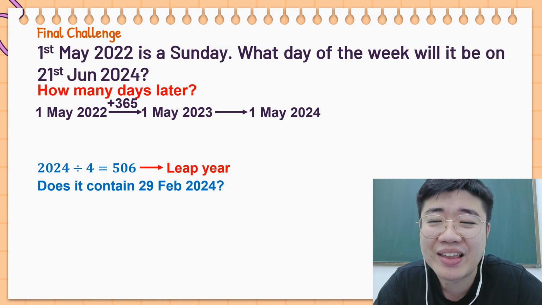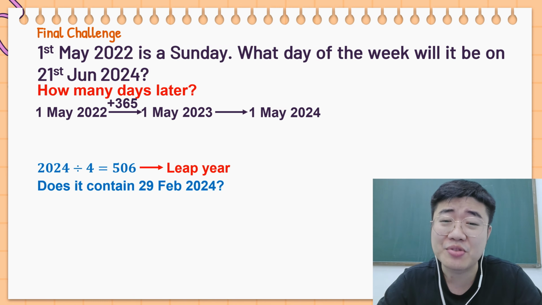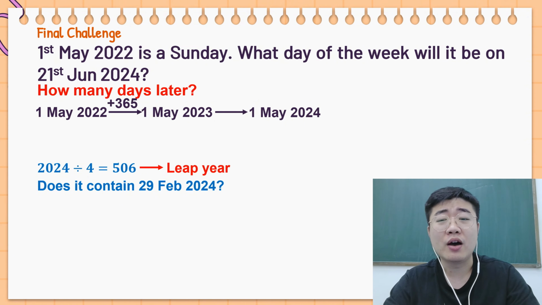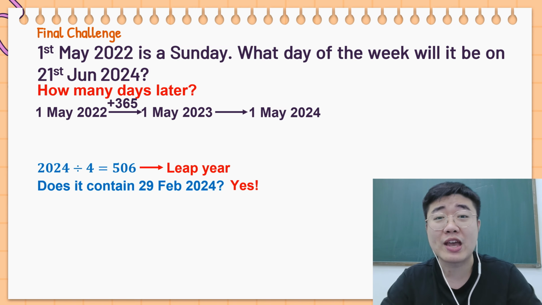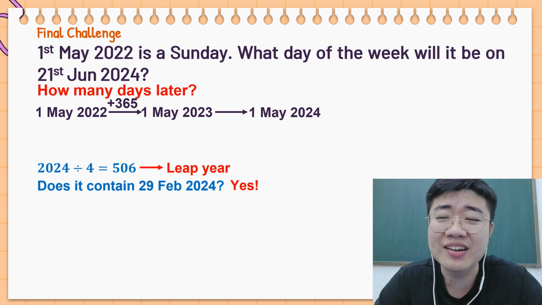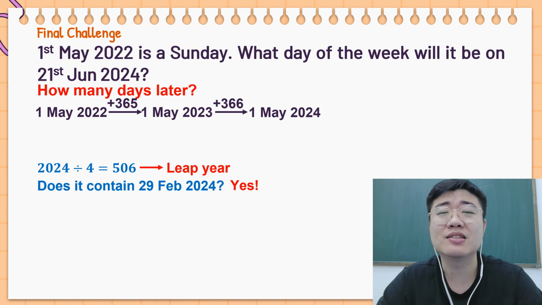Very good, everyone. You can see from 1st of May 2023 to 1st of May 2024, the 29th of February is already included in this period. So this means we have one additional day here. This will be 366 days.